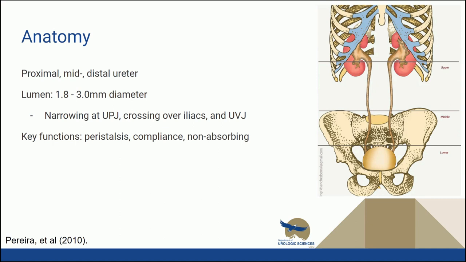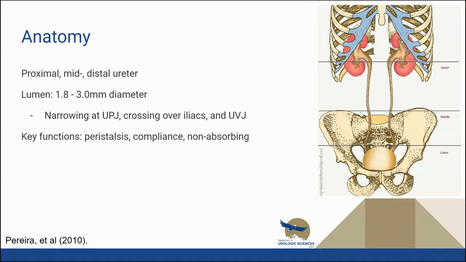The upper ureter basically consists of the ureter going from the UPJ down to the pelvic brim. The middle ureter would be from the pelvic brim down to the level of the sacrum, or down to the level of the mid sacrum, and then from the level of the mid sacrum down to the UVJ would be the lower ureter, the distal ureter.